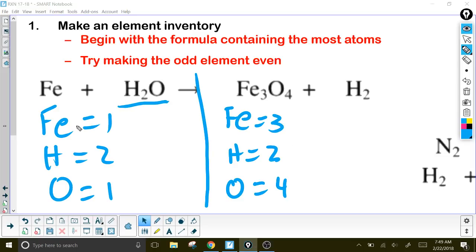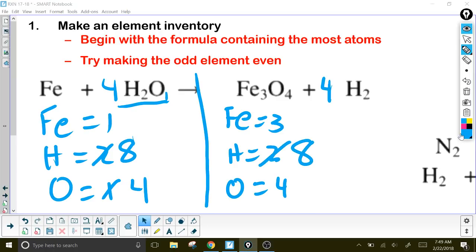We've got more Fe's on this side, same 2 H's, more O's. So we need to increase our O's. How many O's do we want to have? There's 4 on this side, so let's try a 4. 4 times 2 changes our H's to 8. 4 times 1 changes our O's to 4. Now we come back over to this side and look, can we make our H's be 8? We can put a 4, 4 times 2 is 8. So we're good here, we're good here.